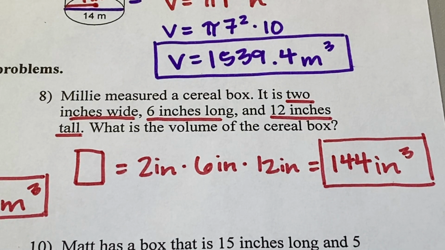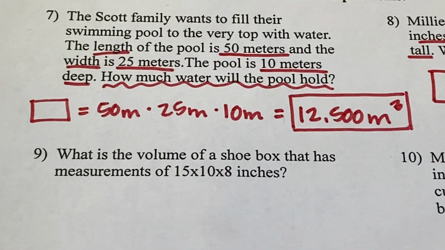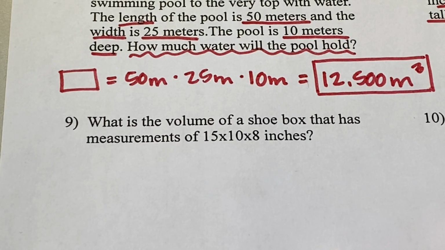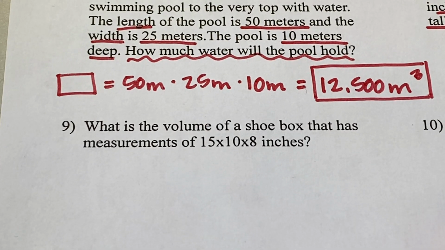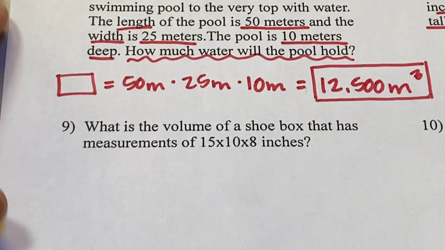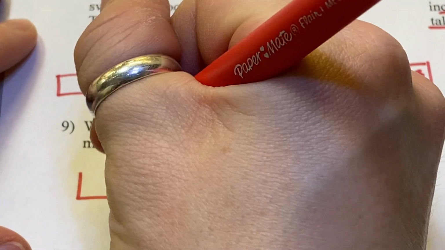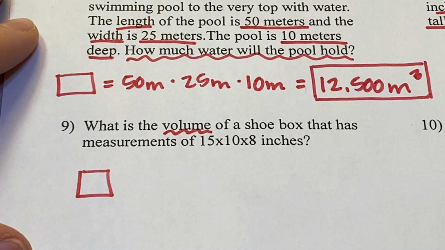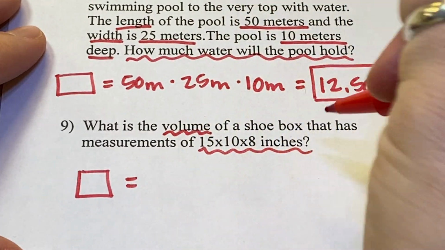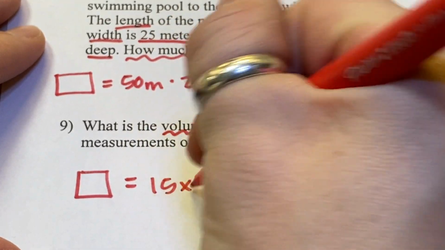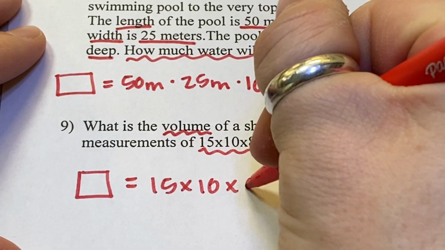Yes, super exciting, I know, Jameson. Okay, let's go to number 9 because maybe this one is a little more exciting. Actually, no, it's not. This is literally the easiest one on your paper. It's saying, what is the volume of a shoebox? What shape can we assume a shoebox is? It's literally giving you the measurements: 15 times 10 times 8.